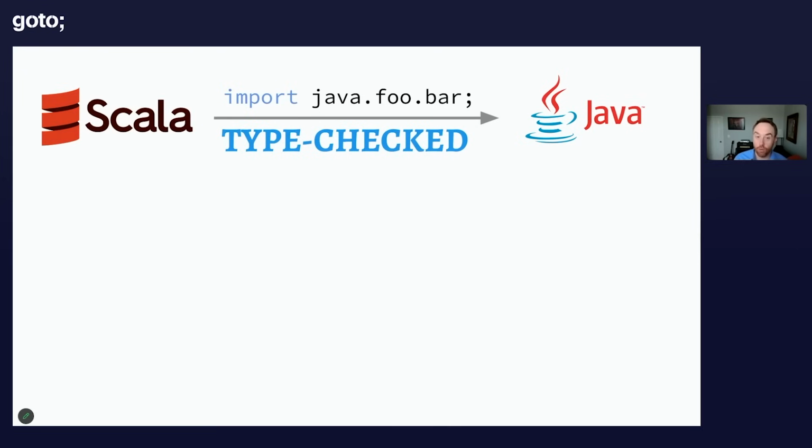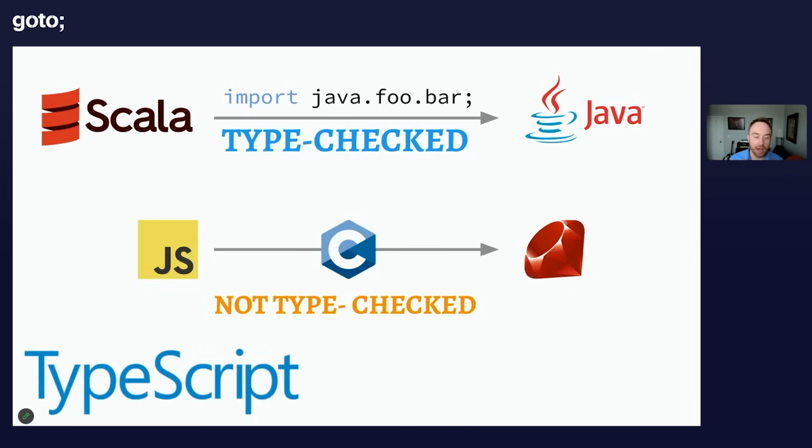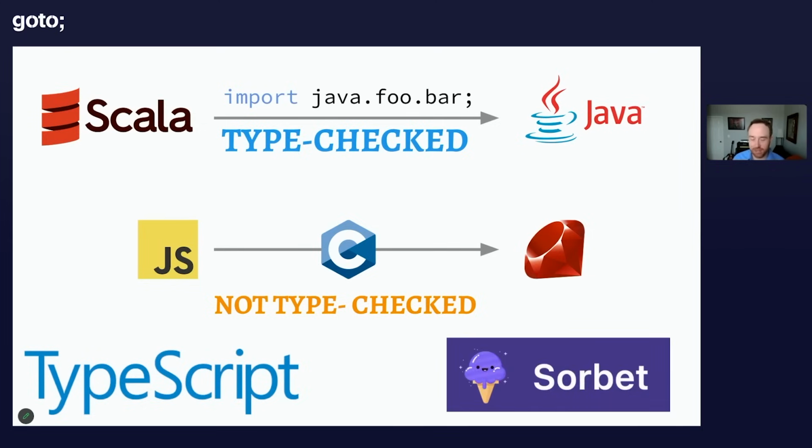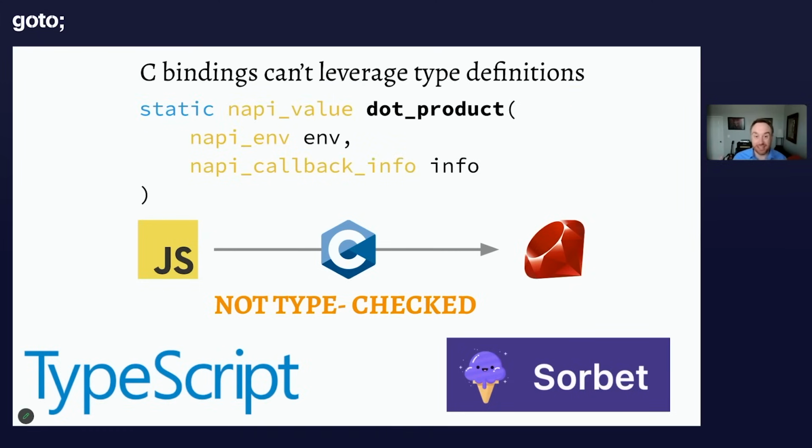Another difference is that when I was calling Java code from Scala, this was all type checked. Now, granted, in the case of JavaScript to C to Ruby, JavaScript is not innately type checked, and neither is the C intermediary. If I added TypeScript on JavaScript and I added Sorbet on the Ruby side, that's a type checker for Ruby, the C in the middle would still not be type checked. Like all of this stuff right here, I need to get this right. There's no real type assistance here because these C bindings just cannot leverage the type definition. C doesn't know about TypeScript. C doesn't know about Sorbet. C just knows about the ones and zeros.